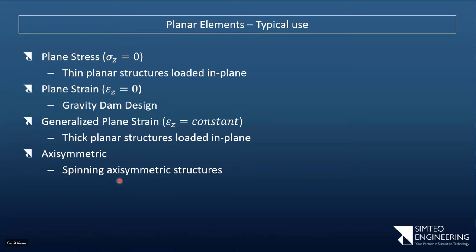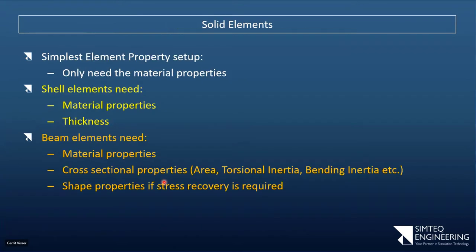The last one that's not directly related, other than what it looks like, is axisymmetric elements. That's typically used for something that spins. Not necessarily for stuff that spins, but it's most commonly used for something like shafts.